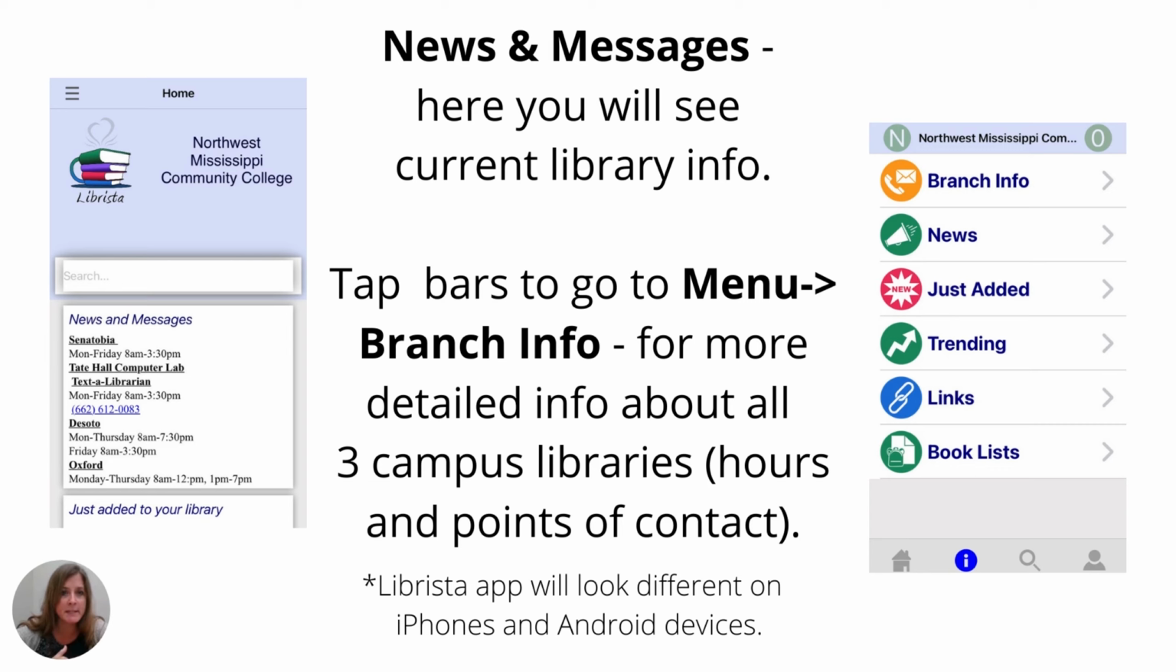Where you see news and messages, you can find current library info. If you tap the bars to go to the menu and see branch info, click there to find detailed info about all 3 campus libraries. You can see information about what hours we are open, how to call us, and other important information. One thing to note is your Librista app will look different on iPhones and Android devices, so if you're ever confused, don't hesitate to come ask your librarian.